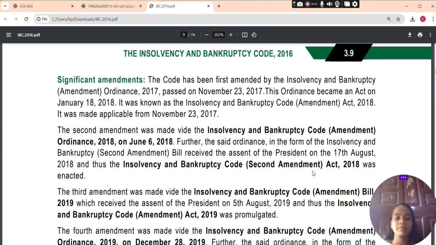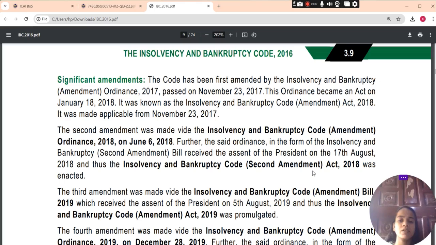So what will we discuss further in significant amendments? The code has been first amended by the Insolvency and Bankruptcy Amendment Ordinance 2017 passed on November 23, 2017. This ordinance became an act on January 18, 2018. It was known as the Insolvency and Bankruptcy Code Amendment Act. It was made applicable from November 23, 2017.